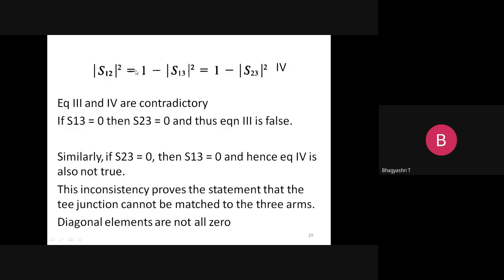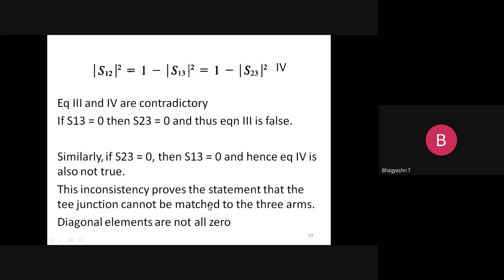So S12 magnitude square is equal to 1 minus S13 magnitude square. But equations 3 and 4 are contradictory. If S13 is 0, then S23 is 0, thus equation 3 is false. Similarly, if S23 is 0, then S13 is 0, and hence equation 4 is also not true. This inconsistency proves the statement that a T junction cannot be matched at all three arms. So this is the proof for this statement.